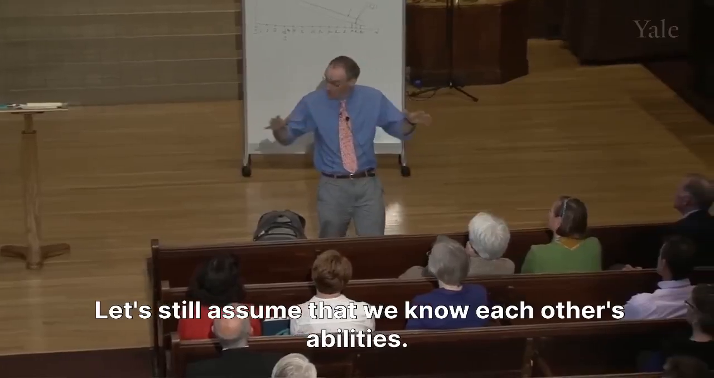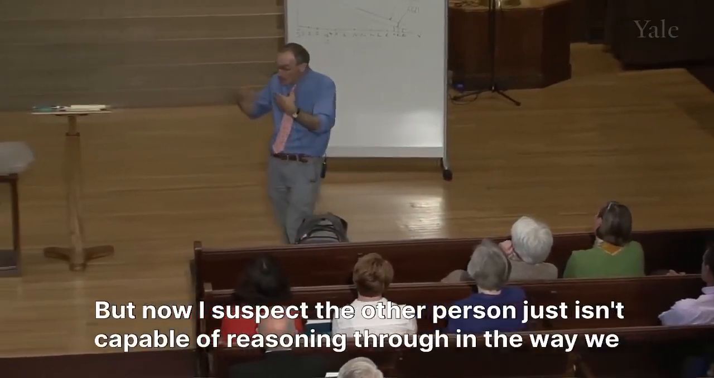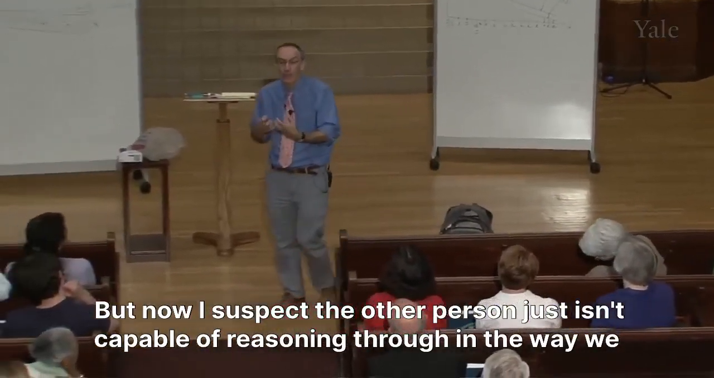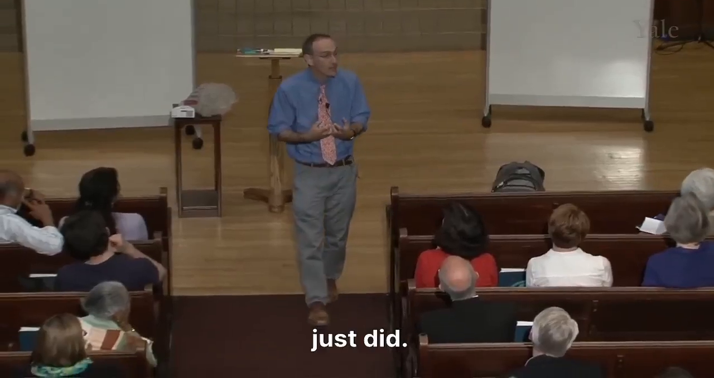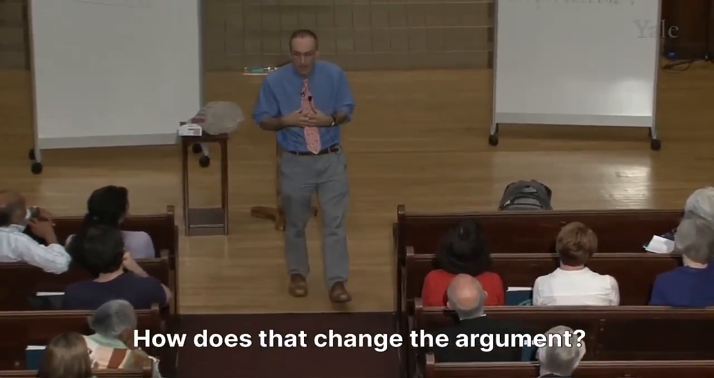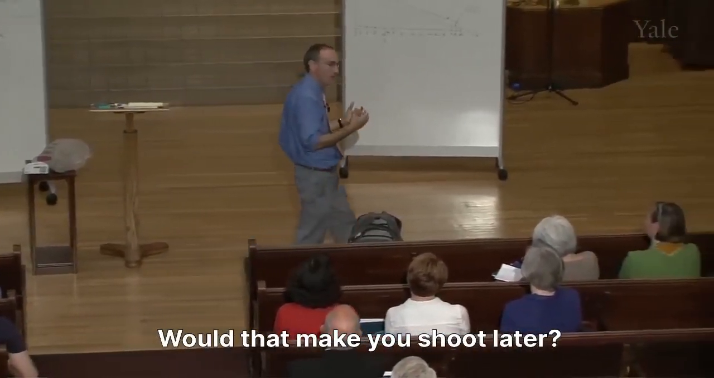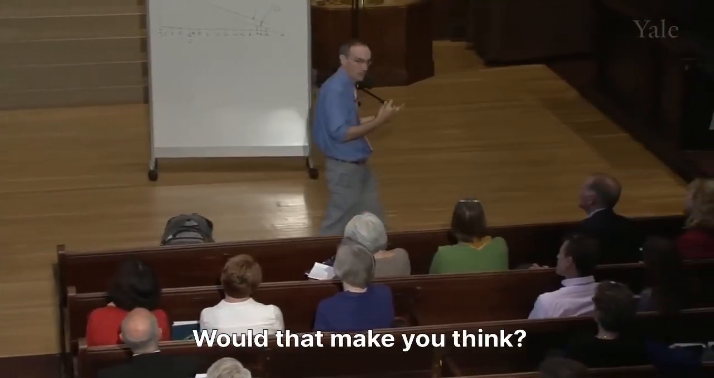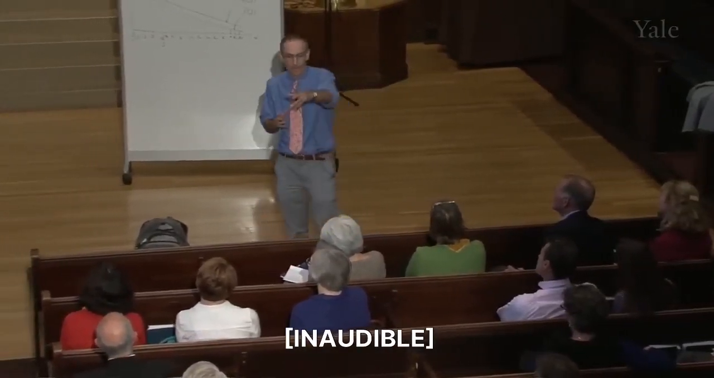Let's still assume that we know each other's abilities, but now I suspect the other person just isn't capable of reasoning through in the way we just did. How does that change the argument? Would that make you shoot earlier? Would that make you shoot later? What do you think?